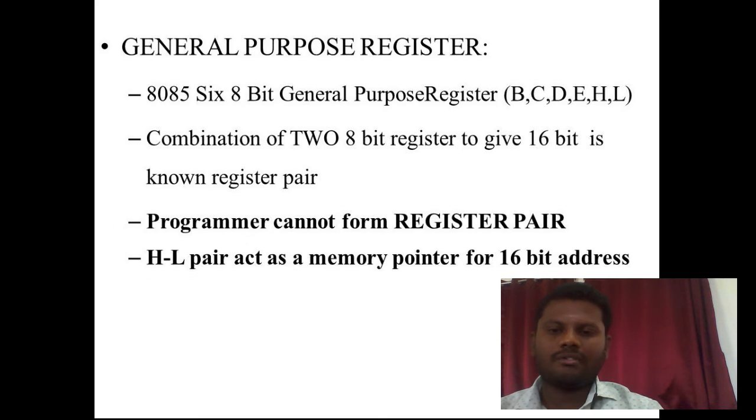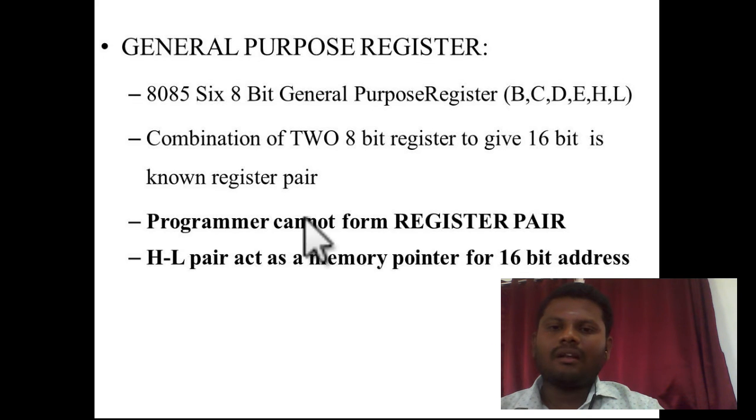Now the general purpose registers. We already saw that there are 6 general purpose registers. The 8085 has six 8-bit general purpose registers, each with 8-bit storage. The names are B, C, D, E and H, L. If we need a 16-bit register, it cannot be created directly. It is a combination of two 8-bit registers, known as a register pair. The combination of two 8-bit registers is considered as a 16-bit register.